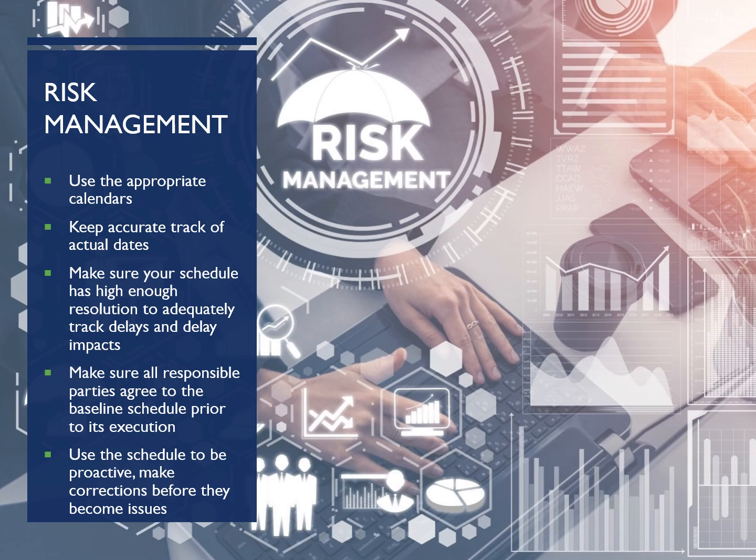Risk management. When we're building our schedules, these are just some tips to consider. Make sure you're using the right calendar. When you're doing your monthly update, make sure you're keeping accurate track of dates, so be very specific on when an activity started and when it finished. Make sure that your schedule has high enough resolution to adequately track delays and delay impacts. So, getting back to less than 15 days per activity, make sure that we have well-defined activities.